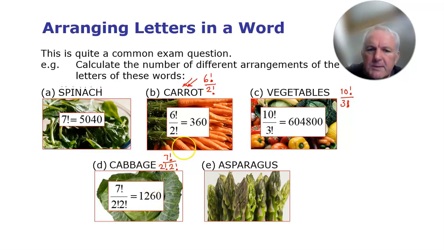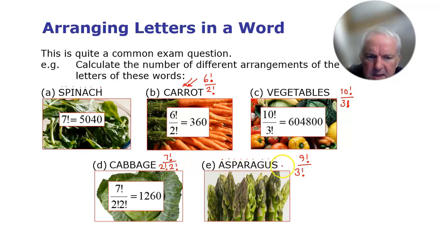Who knew? Asparagus. You can see straight away there's loads of letters repeated. How many letters in total? 3, 4, 5, 6, 7, 8, 9. 9 letters in total. There's lots of A's: 1, 2, there's 3 A's. And here's the trick with this. You do 3 factorial.